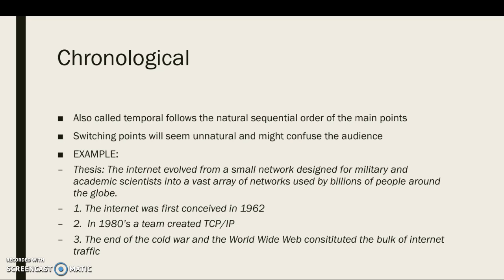So chronological is also called temporal, and it follows the natural sequential order of the main points. So, like I said, switching points seems unnatural and might confuse the audience. The example that is there is from the book. So you'll see that it starts in 1962, 1980s, and then the end of the Cold War. So it goes in chronological order. They didn't start with the 1980s when the TCP and IP were created. They started at the beginning when the thought first came into play to create the internet.